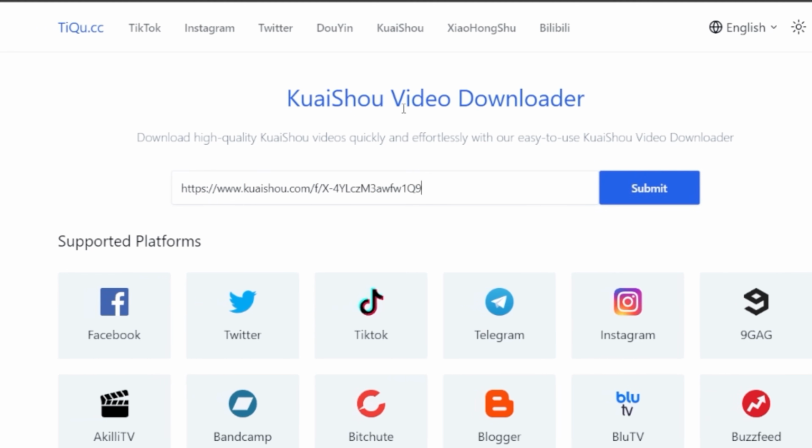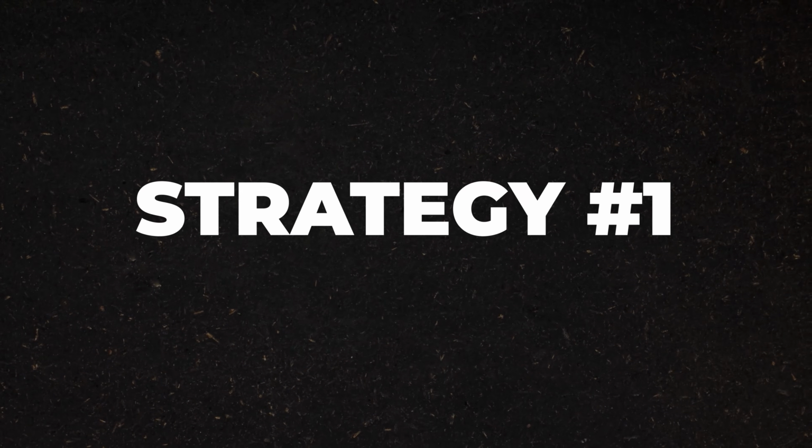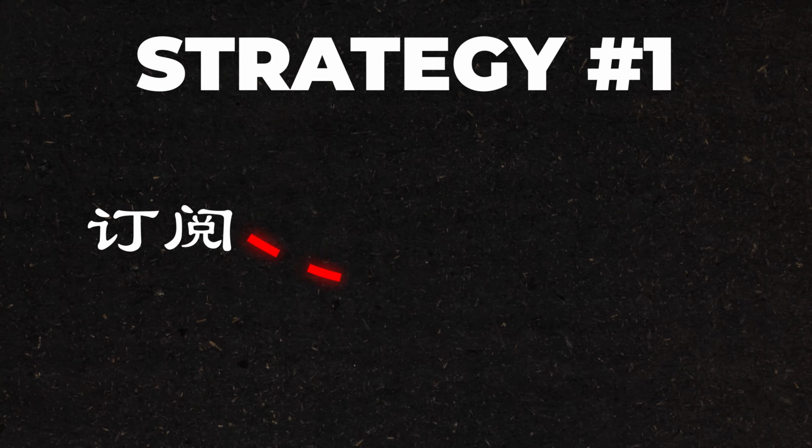Okay, so now that we know exactly how this platform works and how to save these videos, I'm going to cover the best ways that you could take this content and make viral pieces of content with it and make it fully original. Let's get started with strategy number one, and that is going to be Chinese to English voice dubs. There are a few ways that you could do this.